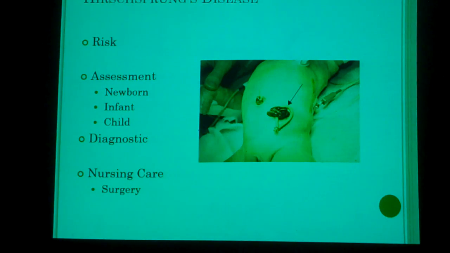Diagnosis is done by rectal biopsy to confirm absence of the ganglion cells. Nursing care, nutrition before surgery, TPN or a low-fiber diet. Surgery focuses on removal of the aganglionic section of the bowel, possible colostomy. Pre-op, you want to pay attention to nutrition, bowel prep, and education. Post-op, you want to pay attention to pain control, assess the abdomen, surgical site, ostomy care, make referrals as necessary, and educate.